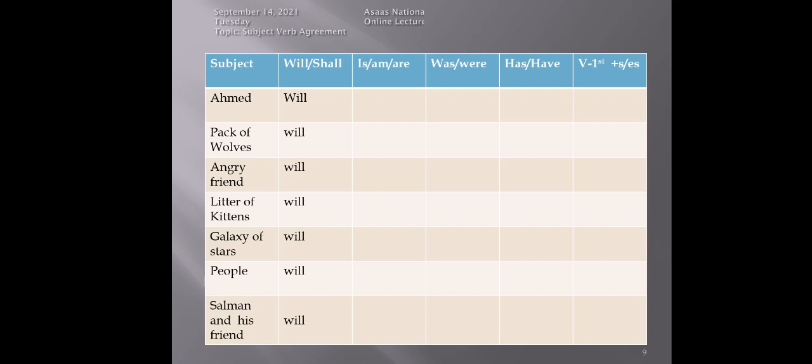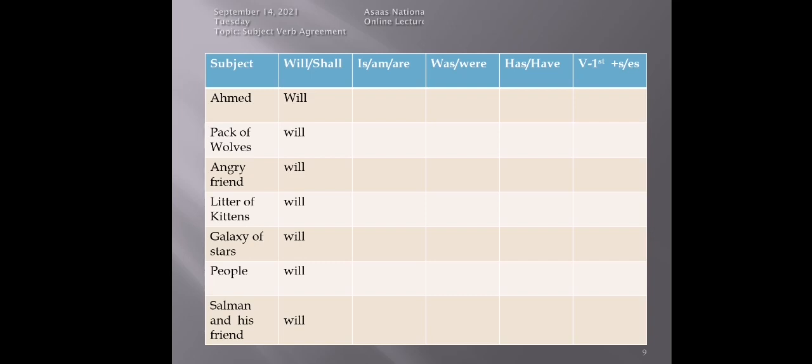Pack of wolves. Now you have to decide whether pack of wolves is singular or plural. We are talking about one pack of wolves. There are many wolves, but the pack is one, the group is one. So we are talking about one group. So the S form of the verb will be used.